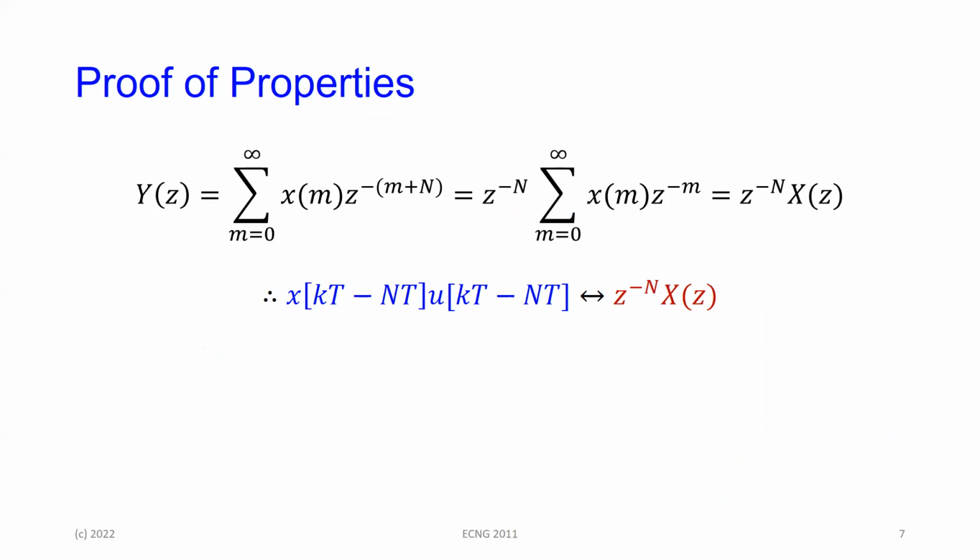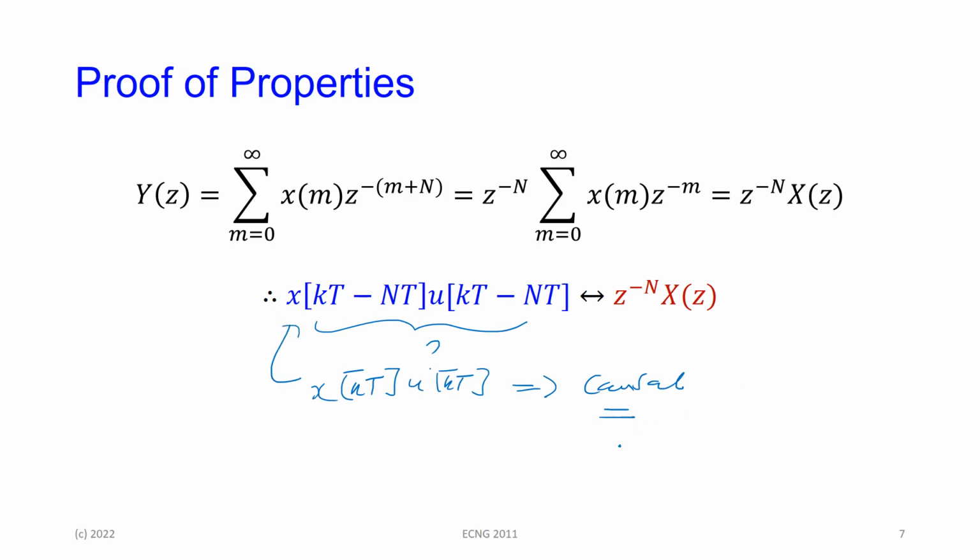All right. So step one was to understand what this is. What is that? That is a delayed causal signal. You multiply anything x(kt) by u(kt) and you get a causal signal. This is the causal signal delayed by n.